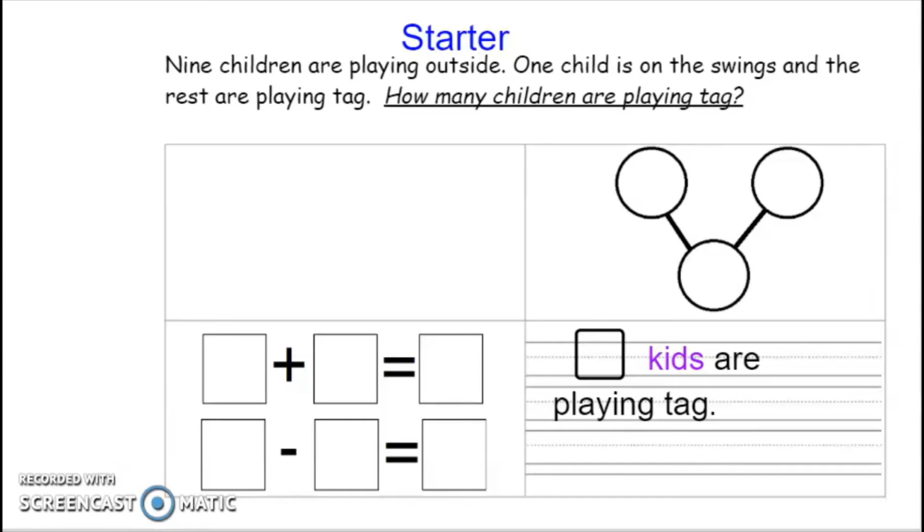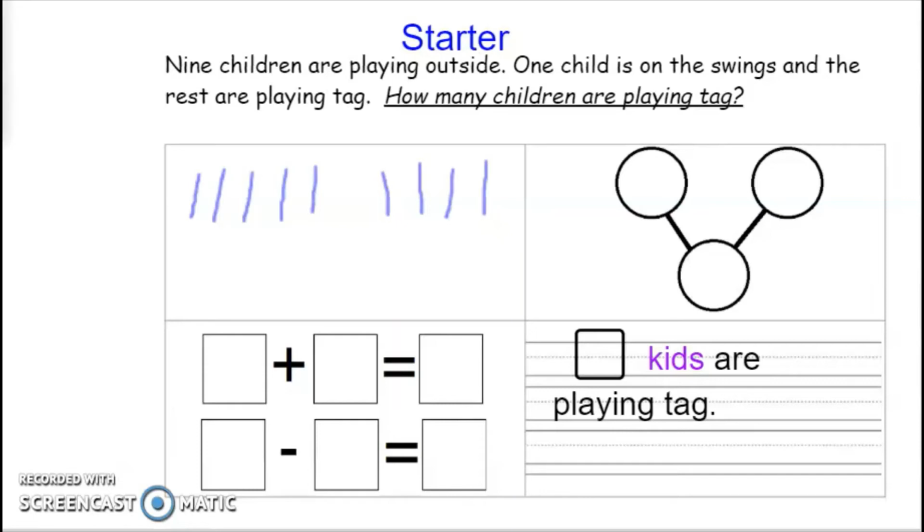That's correct. I'm going to go ahead and start drawing my picture by drawing 9 kids because I know that there are 9 kids outside. Count with me as I draw. Ready? 1, 2, 3, 4, 5, 6, 7, 8, 9. Great. And I also organized my picture into 5 groups to help me see it more clearly.